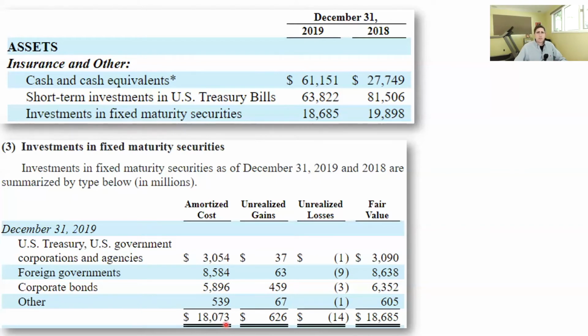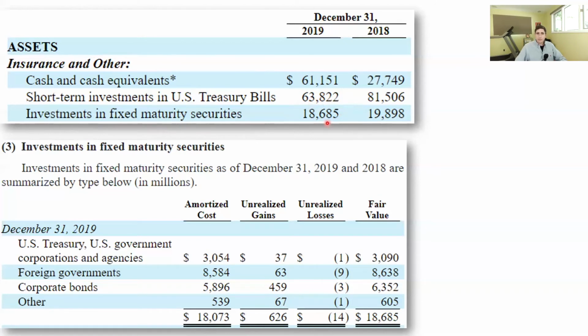So now let's compare some of these numbers from the footnote to the balance sheet. You can see the book value on the balance sheet is 18,685,000, which is the same as the fair value, 18,685,000. And so this is exactly what happens when you designate your investments as available for sale securities. You hold your investment account at fair value. So whatever the current market value of those securities is on December 31st, 2019, that is going to be the book value of those investments.